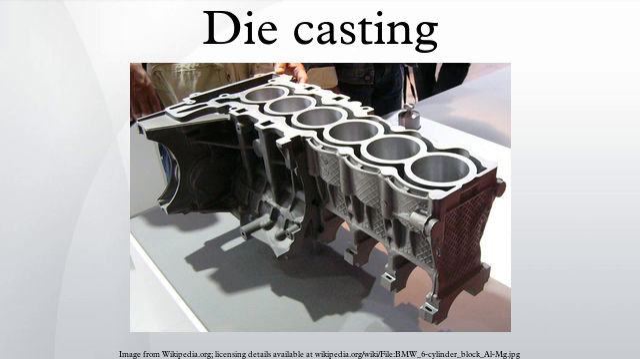The dies are then closed and molten metal is injected into the dies under high pressure, between 10 and 175 megapascals. Once the mold cavity is filled, the pressure is maintained until the casting solidifies. The dies are then opened and the shot is ejected by the ejector pins.